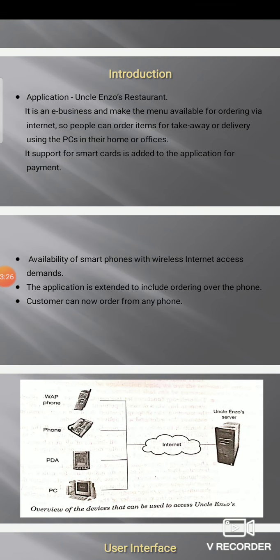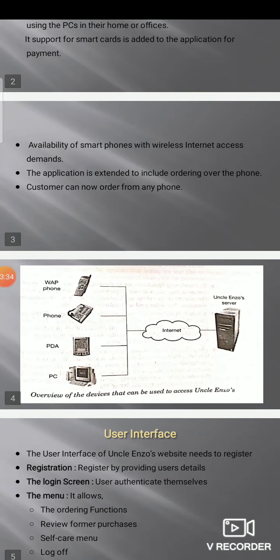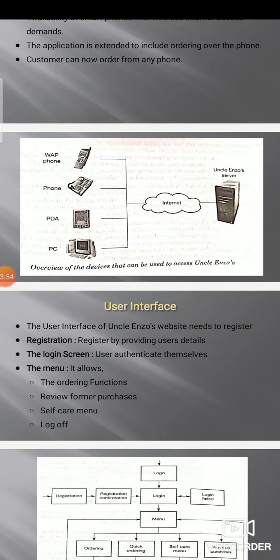Moving to the user interface, I'll give you an overview. We have a diagram here showing a WAP phone, a landline connection, some PDA devices, a PC, and the server, which is the Italian restaurant's Uncle Eno server, all connected through the internet. So this is the example we have seen.